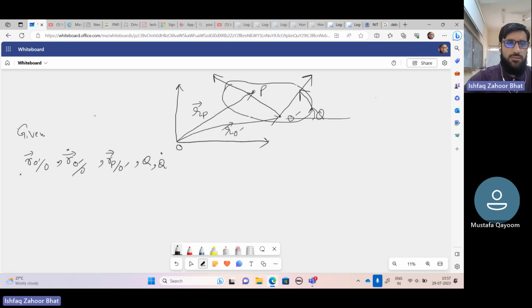Okay. So we are given the position of the origin of the new frame with respect to the previous frame. And we are given the position of P with respect to O dash, that is, the position of P in the new frame. So we need to find out R P with respect to O, R P dot with respect to O, and the acceleration of P with respect to O.